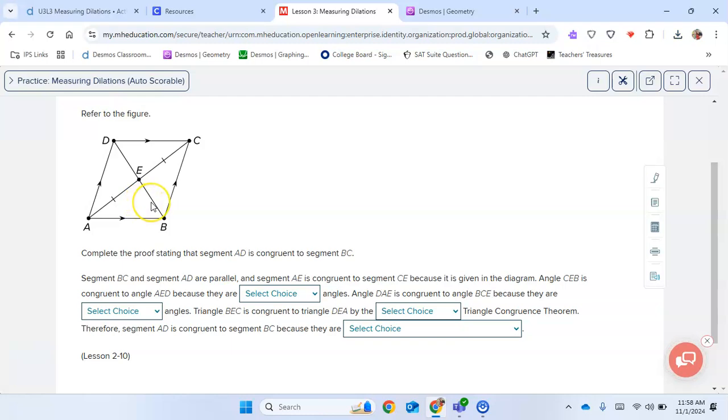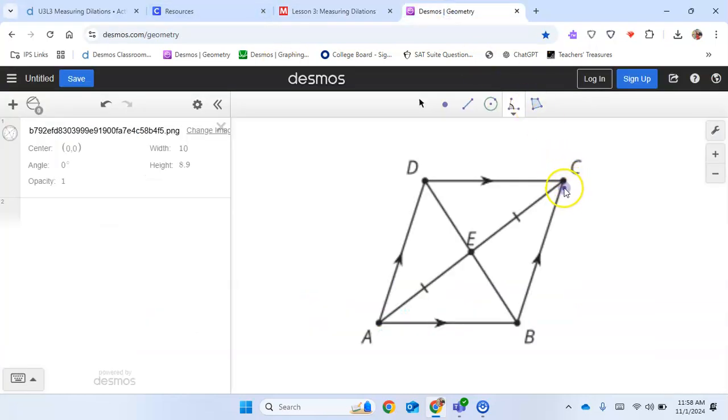Angle CEB is congruent to angle AED. I'd like to show you that. What does it say? CEB is congruent to DEA. Mine's not going to be exactly congruent because I'm not right on the points, but because they're vertical angles, we call those vertical angles.